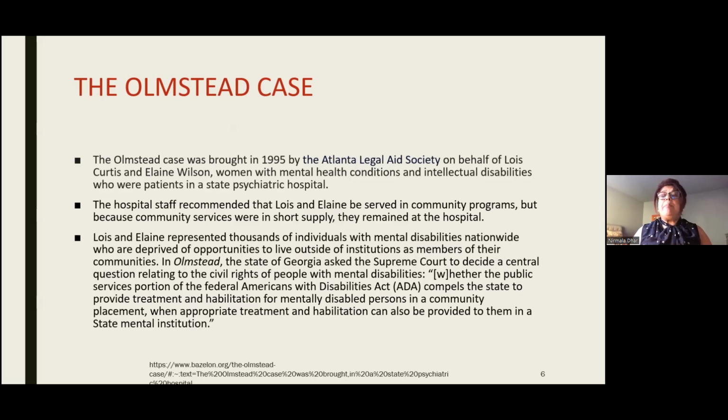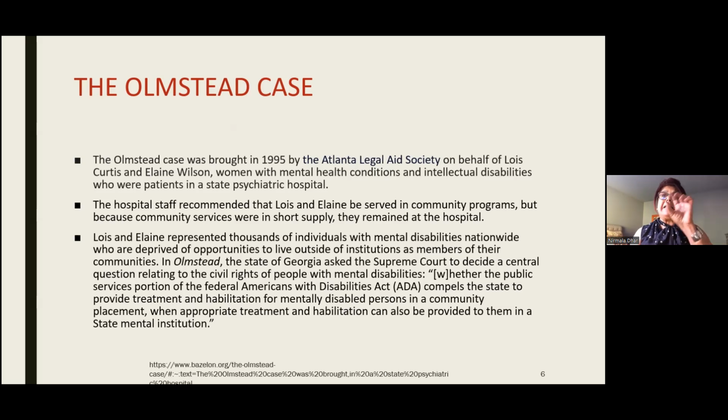Lois and Elaine represented thousands of individuals with mental disabilities nationwide who are deprived of opportunities to live outside of institutions as members of their communities. In Olmstead, the state of Georgia asked the Supreme Court to decide a central question relating to the civil rights of people with mental disabilities: whether the public services portion of the Federal Americans with Disabilities Act compels a state to provide treatment and habilitation for mentally disabled persons in a community placement when appropriate treatment and habilitation can be provided to them in a state mental institution.